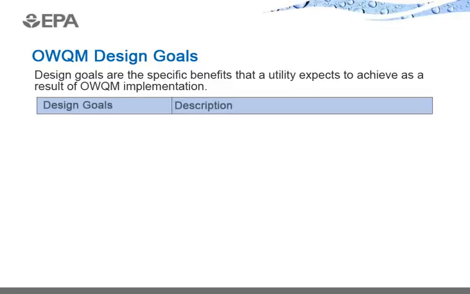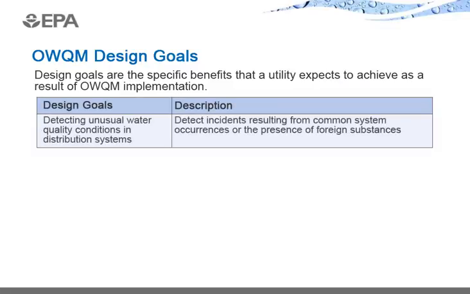Examples include detecting unusual water quality conditions in distribution systems resulting from common system occurrences, such as nitrification, pressure transients, rusty or turbid water, treatment process failures, pipe breaks, and excessive water age, or the presence of foreign substances in systems resulting from leaky pipes, inadvertent cross-connections, backflow events, chemical overfeeds during treatment, and intentional contamination.